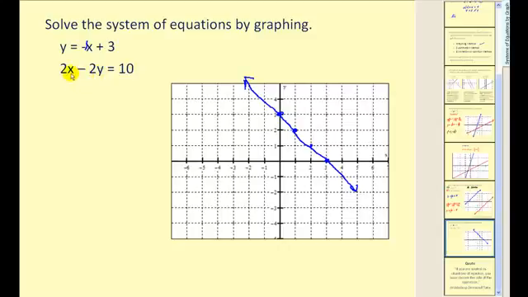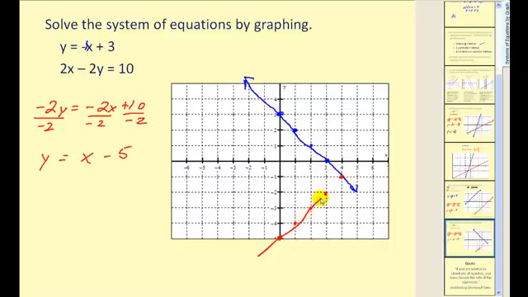For our second line, we'll use red, and we will solve this for y. So we'll subtract 2x on both sides, divide by -2, and we'll obtain y equals x minus 5. So we have a y-intercept of -5, slope of +1, so we'll go up 1, right 1 several times. Our second line looks like this, and it looks like we do have one solution, and that solution occurs when x is equal to 4 and y is equal to -1. So again, we have a consistent and independent system.